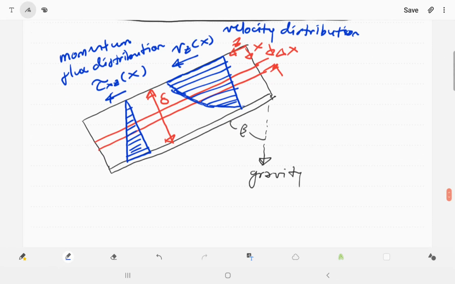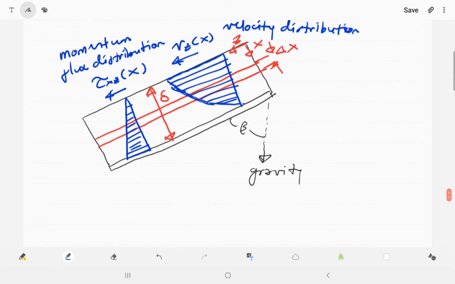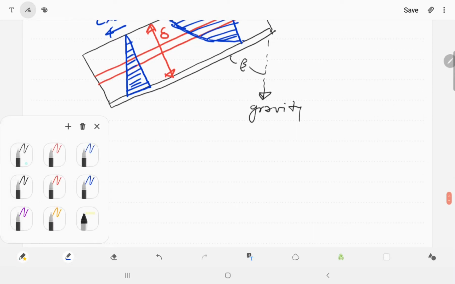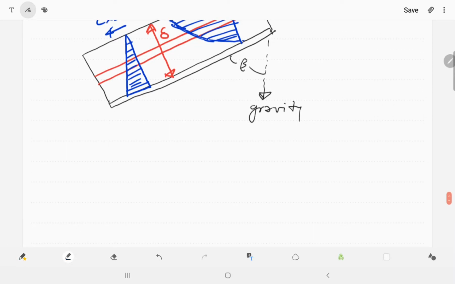Once we get the momentum flux distribution and the velocity distribution, then we can find another quantity of interest for us. So the first one will be the maximum velocity, or what we call Vz max.